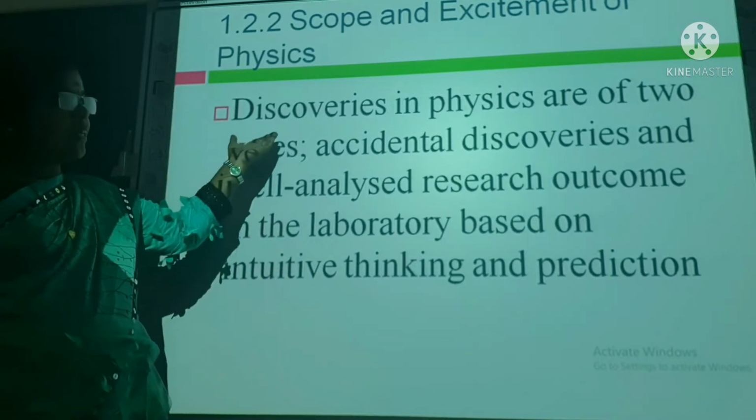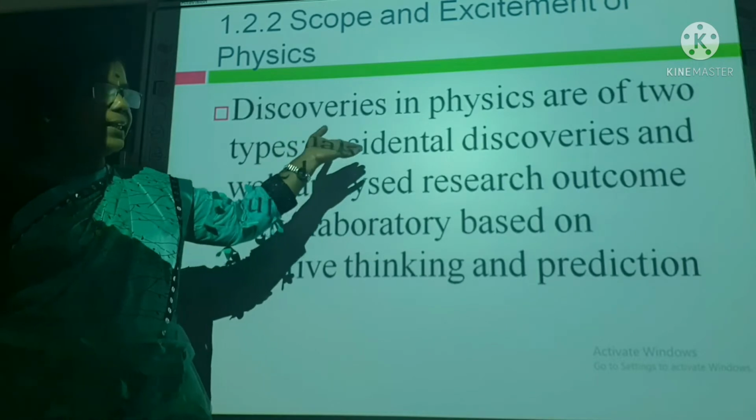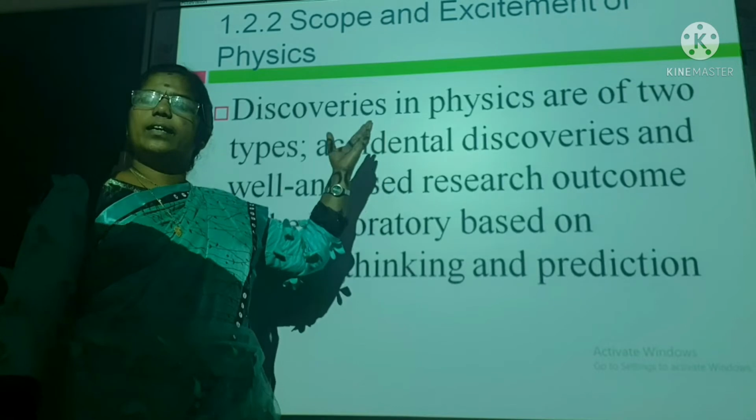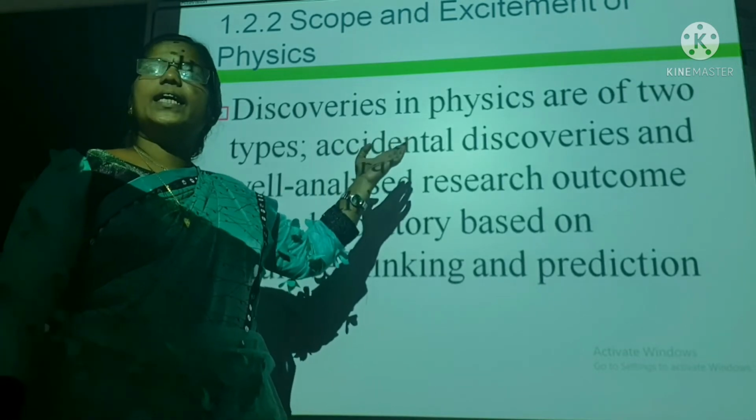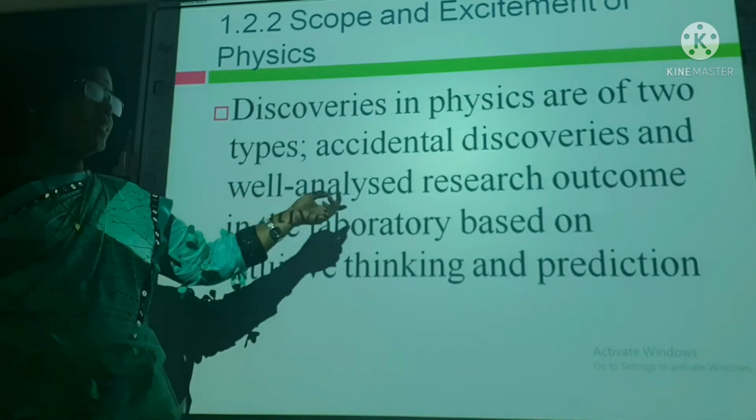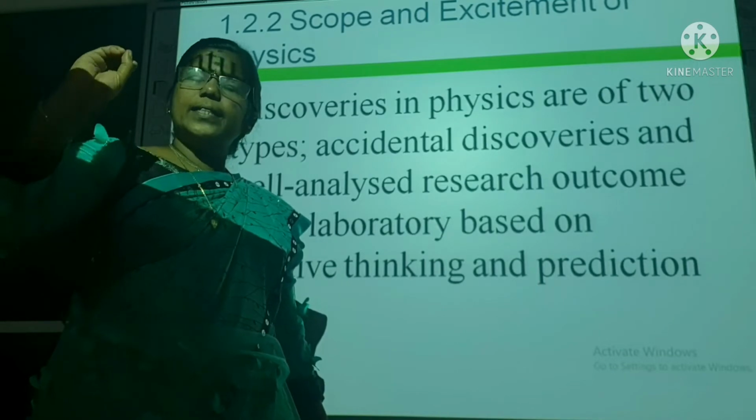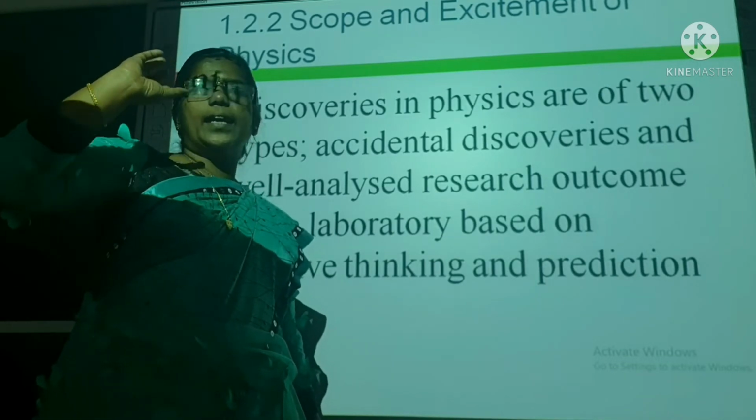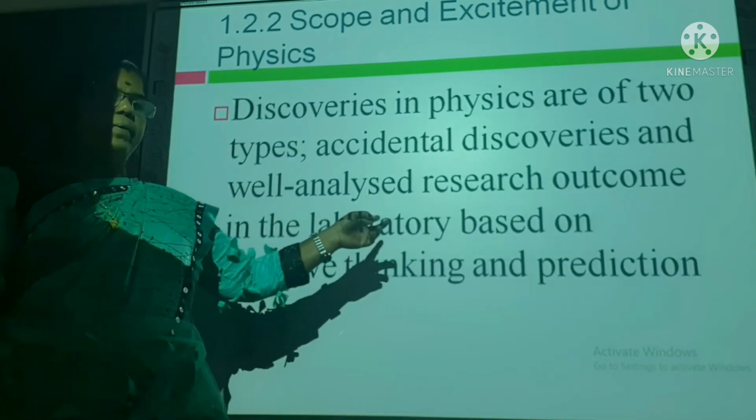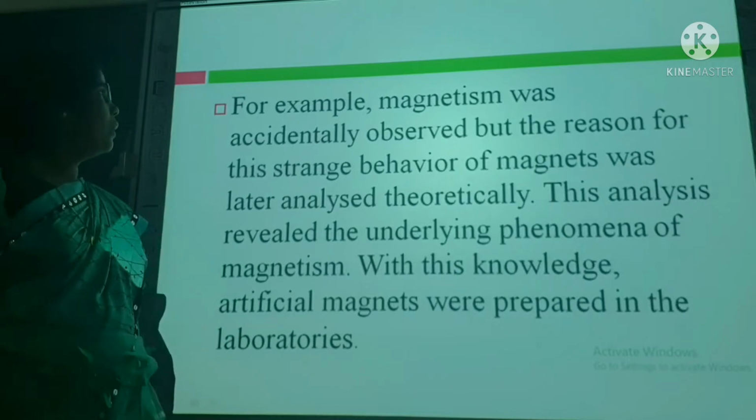Like that, discoveries in physics are of two types. Accidental discoveries. The scientist may not think of discovering that, but accidentally he might have discovered it. And the well-analyzed research outcome, where some scientists have a well-analyzed research and outcome in the laboratory based on intuition, thinking and prediction.